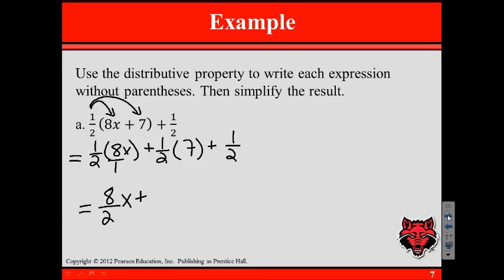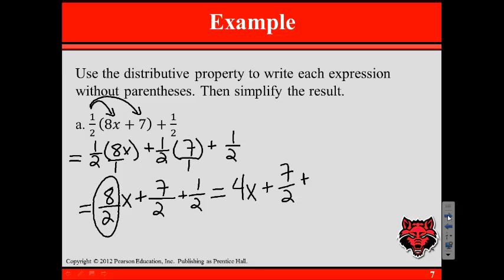Plus, we need to change the second whole number, 7, to a fraction so that we can multiply. So we multiply the numerators, we get 7. Multiply the denominators, we get 2. And again, we bring down our plus 1/2. Now, before I combine like terms, I am going to simplify my first fraction, 8 over 2, or 8 divided by 2. 8 divided by 2 is 4. So it becomes 4x plus 7/2 plus 1/2.